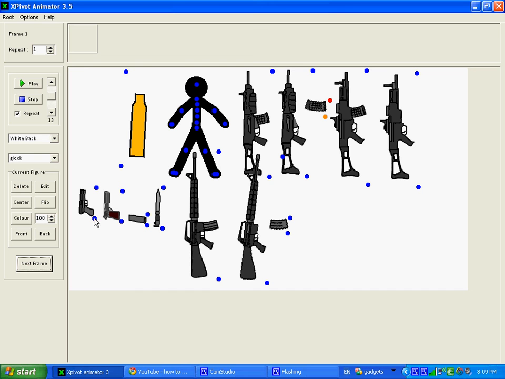Here we got the Glock and the Colt, and both these magazines work for both of them. Got a random knife, got an M4, and an M4 out of ammo with the magazine right here.